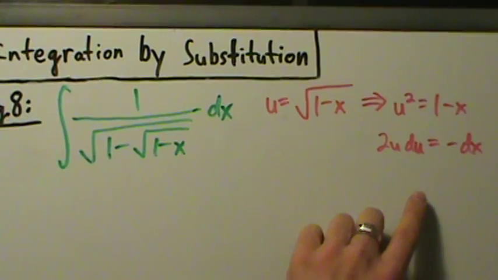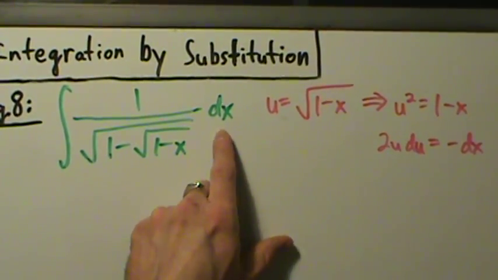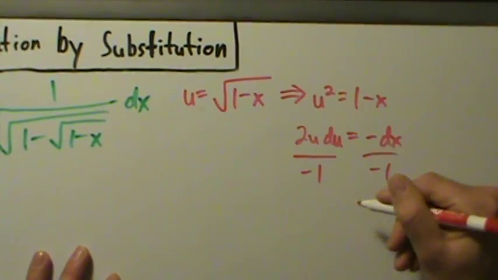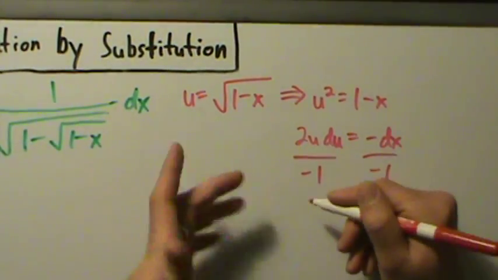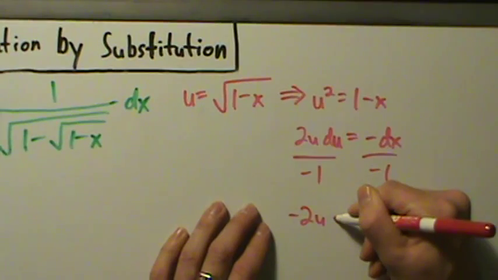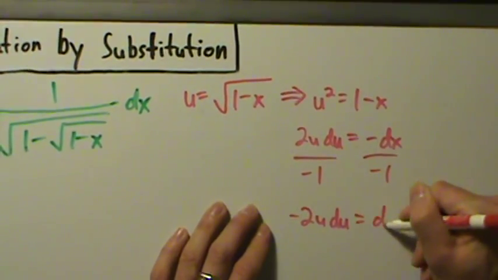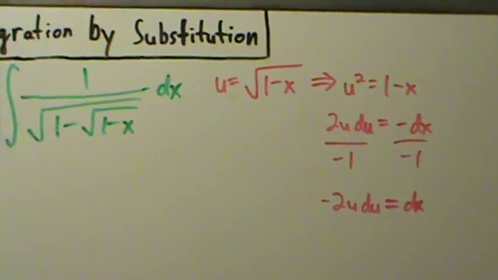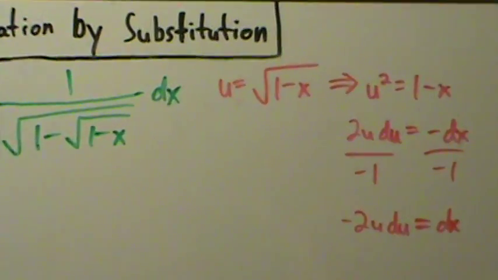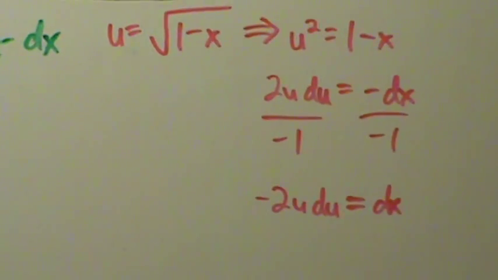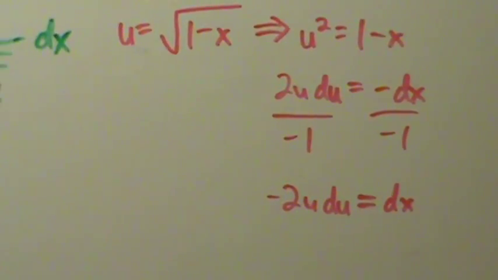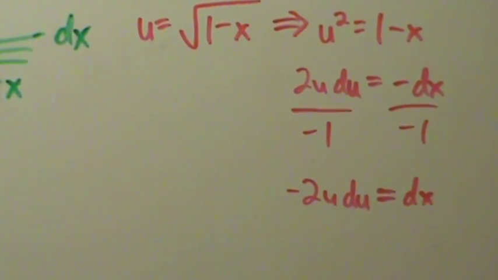So we don't have a negative dx, right? We just have dx. So let's divide both sides by negative 1. So then dividing by negative 1 is the same thing as multiplying by negative 1. So this is just negative 2u du equals dx. So that's great. We have a really nice expression here for dx in terms of du. So let me zoom in a little bit on this. So this says dx. So dx equals negative 2u du.